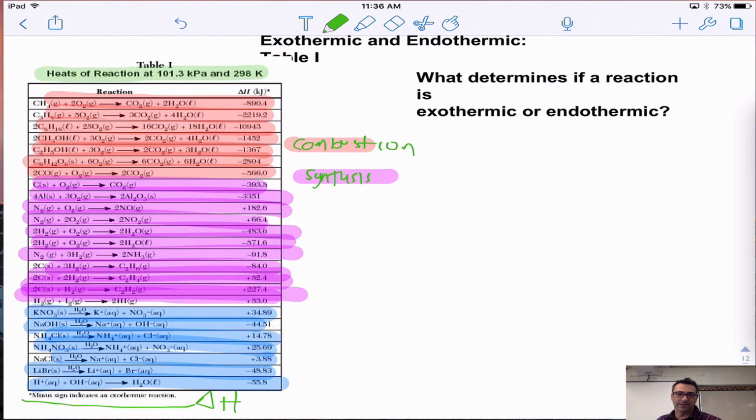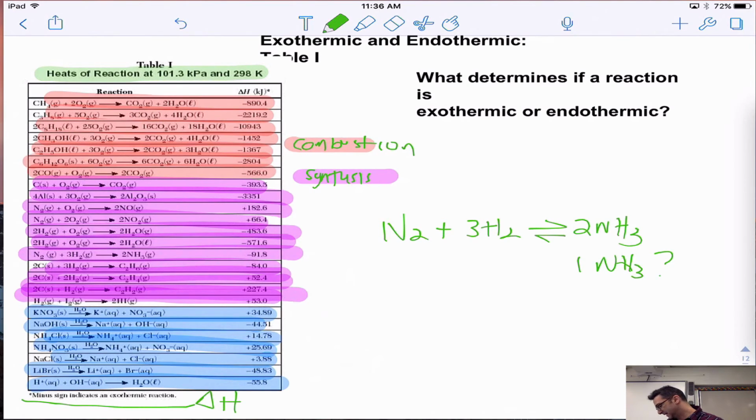Something else that's kind of cool is that they can do a little bit of stoichiometry here. Take, for example, the reaction that forms NH3. We have N2 plus 3H2 yields 2NH3. Well, what if they want it for 1 mole of NH3? For 2 moles of NH3, it's about minus 92 kilojoules. So if I want it for 1 mole, I simply cut it in half, and that would give me 92 divided by 2, that would be 46 kilojoules. You'll see this a lot. They'll change the coefficients and expect you to change the delta H accordingly.